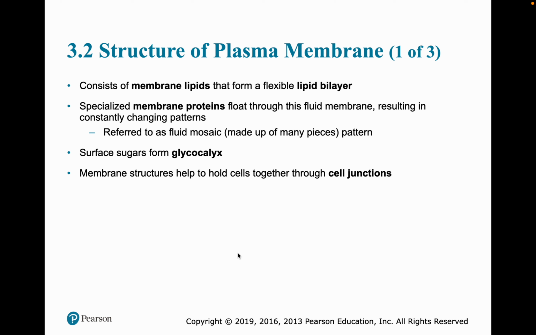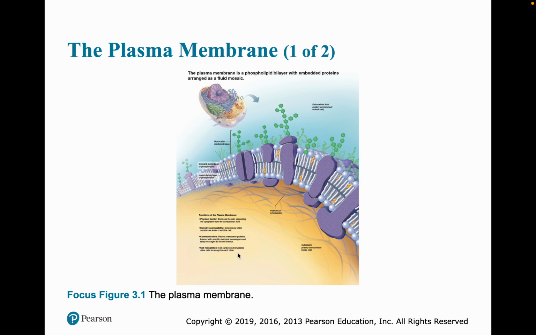There are sugars, carbohydrates, on the surface of the proteins that form a structure known as the glycocalyx. And there are many other structures that help hold the cells together, one cell to another, called cell junctions.